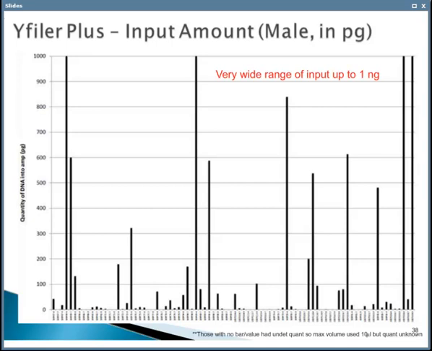How much did we actually put into this? This just summarizes the amount of the input. As you can see, there's a very wide range of input, the maximum being 1 nanogram, but the vast majority being much less than that.